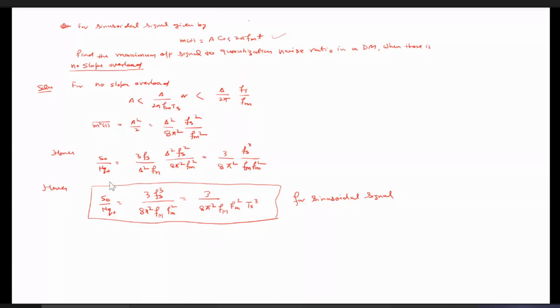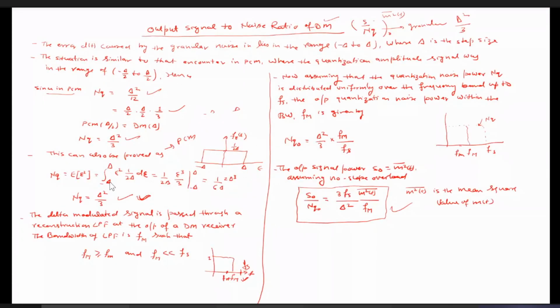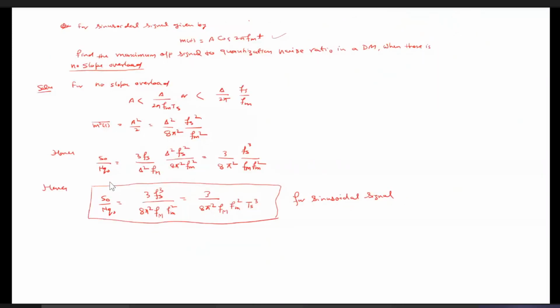If it had been asked to find the maximum signal to quantization noise ratio for sinusoidal signals, say A sin omega t, then the mean square value would simply be A square by 2. Just by putting A square by 2 here, we can calculate the signal to quantization noise ratio. But at the same time, we are asking that the delta modulator should also avoid slope overload distortion. Then what will be the maximum signal to quantization noise ratio?